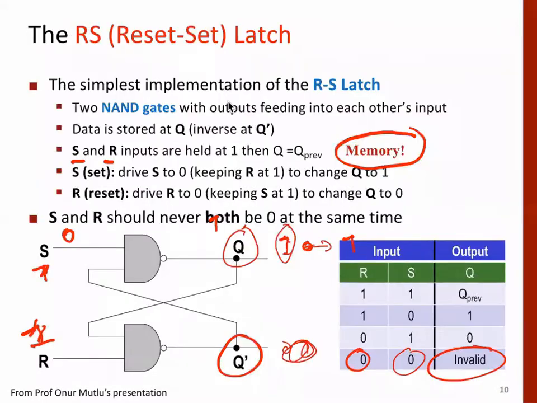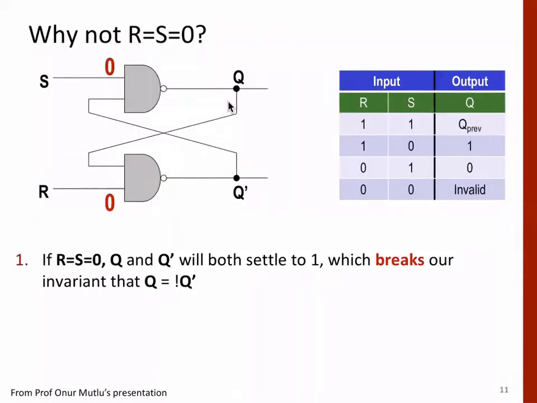You can see that because if you put both as 0, if this is 0, this one is also 0, so both will be 1. Now this contradicts the condition, right? Q and Q bar. So that's not a desirable condition. We should never be in this state. Now what happens if the system goes into this state? Then the output will not be stable, right?